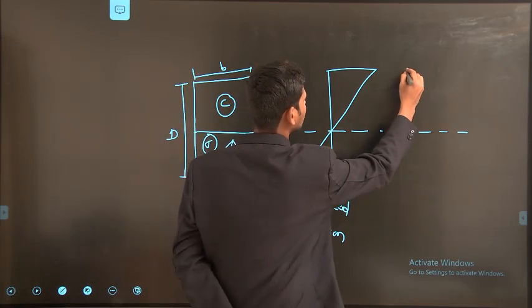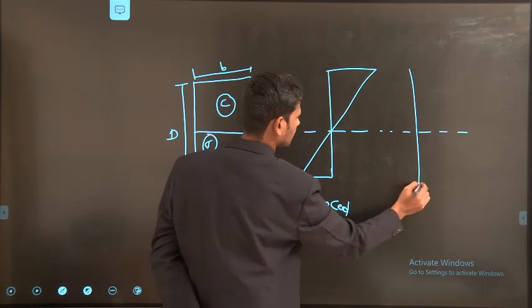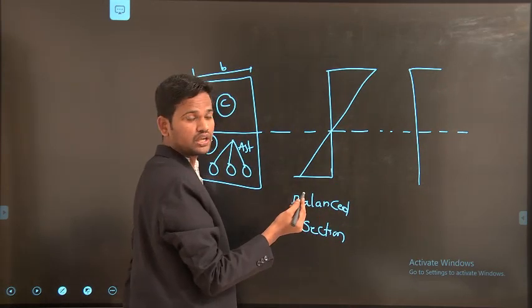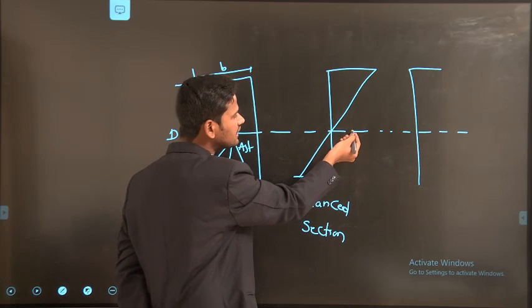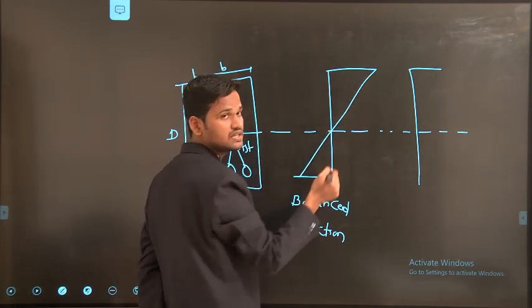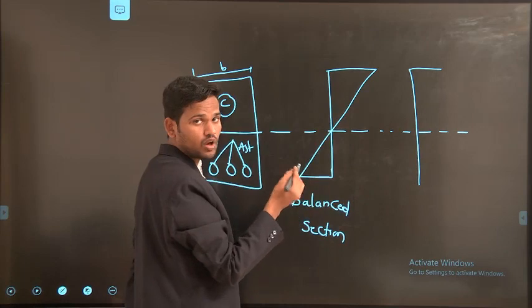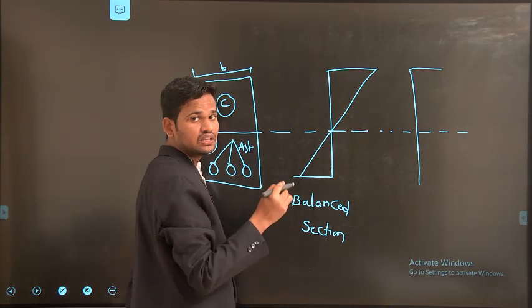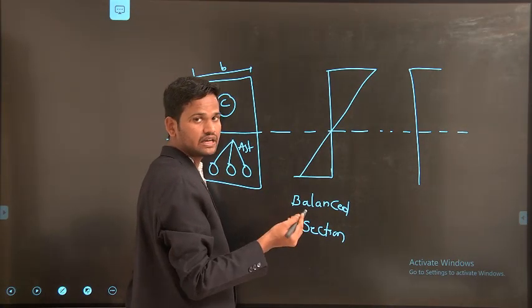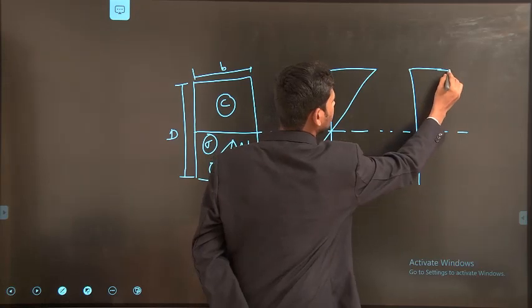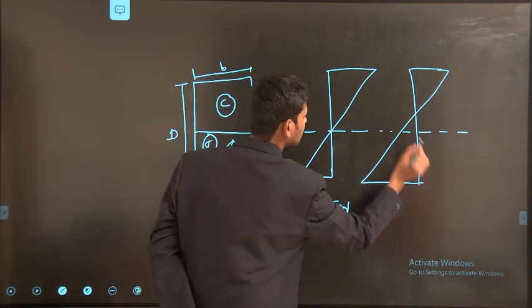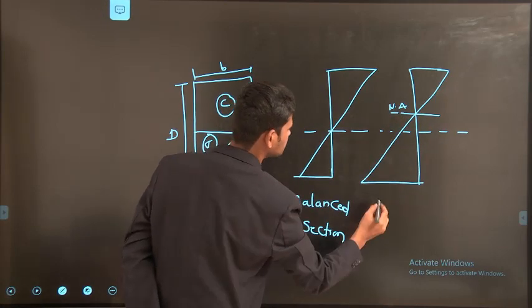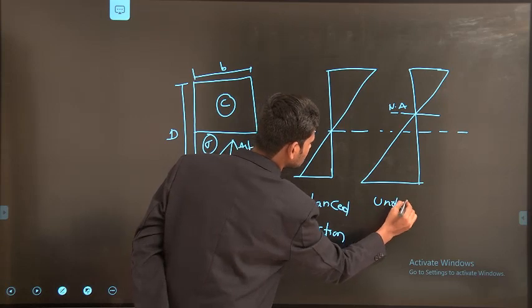Again, if you observe here, in the under reinforced section, the depth of the neutral axis may shift to a higher position. Why? Because we are providing a lesser amount of steel. Due to the lesser amount of steel, the neutral axis depth, the limiting depth, will vary. That means for the under reinforced section, the neutral axis will be in this position. This is for the under reinforced section.